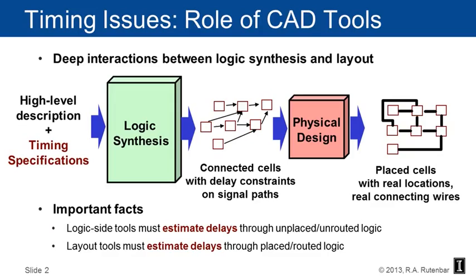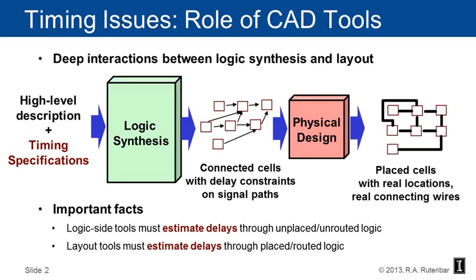So, if you just think about the diagram on this slide, we start with some sort of a high-level description, and clearly there's something about timing going on in there. We have not had time in the course to actually talk about how one deals with time in the earlier stages. Logic synthesis gives us connected cells with delay constraints on the signal paths. The physical design, at the very least, places the cells in a way that makes them routable later on, and then it actually routes them, with connecting wires. What we're going to focus on here is how one asks questions about the timing behavior.